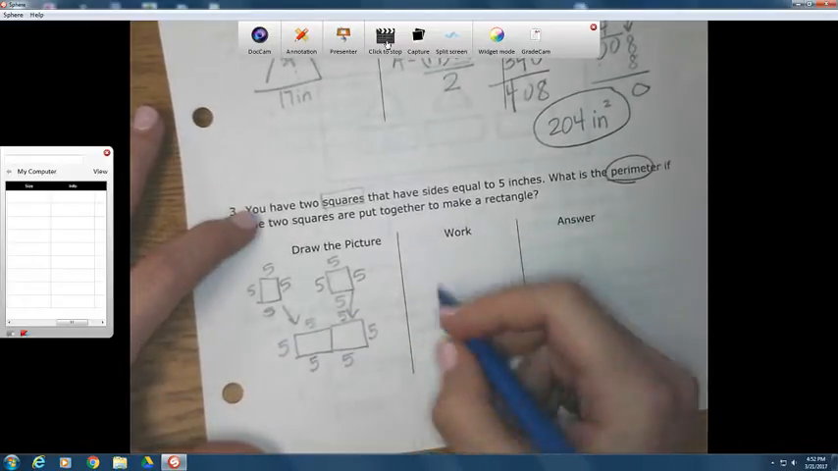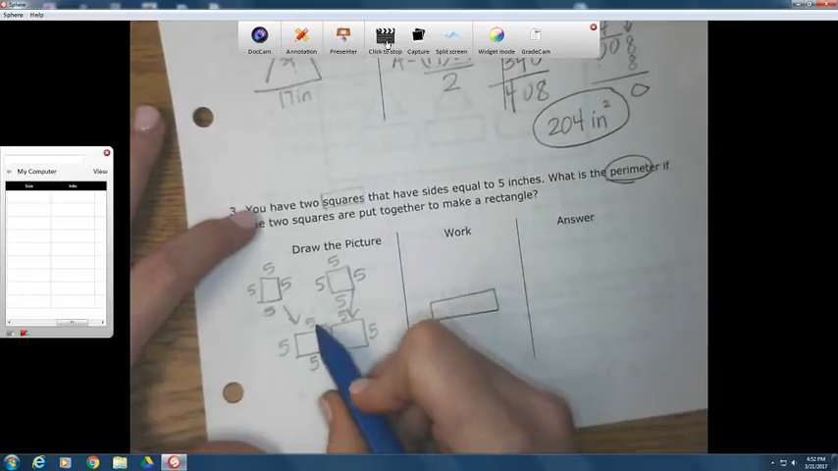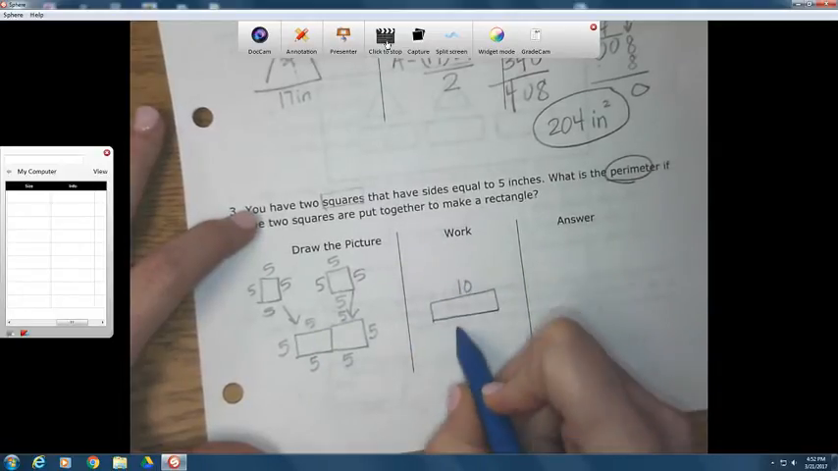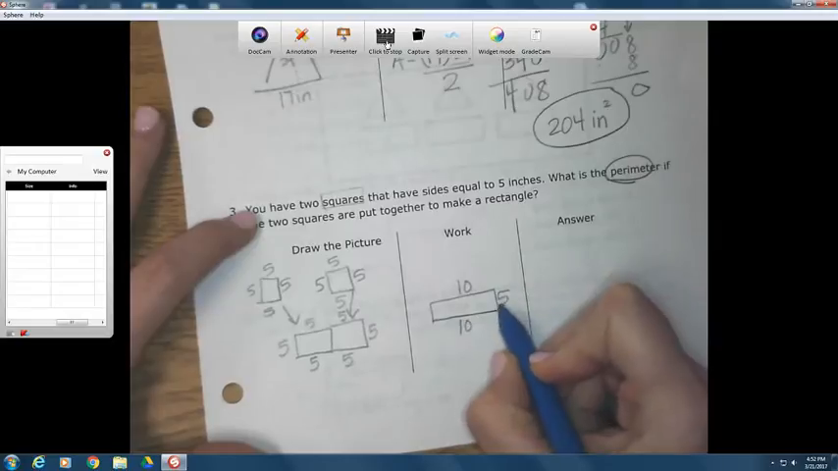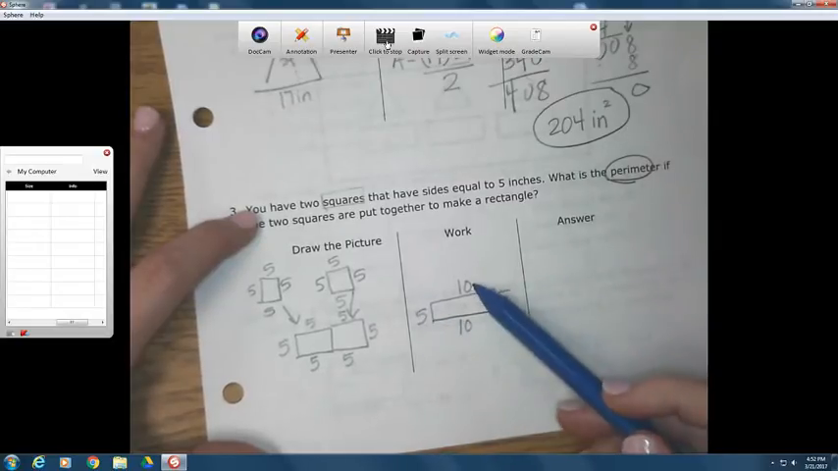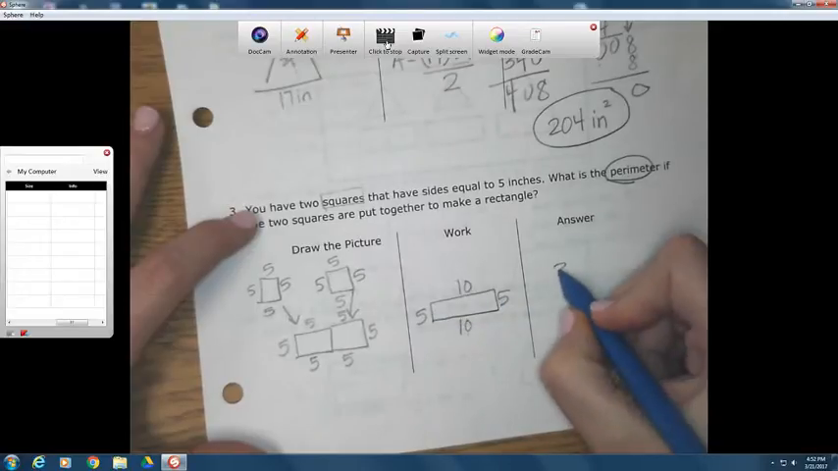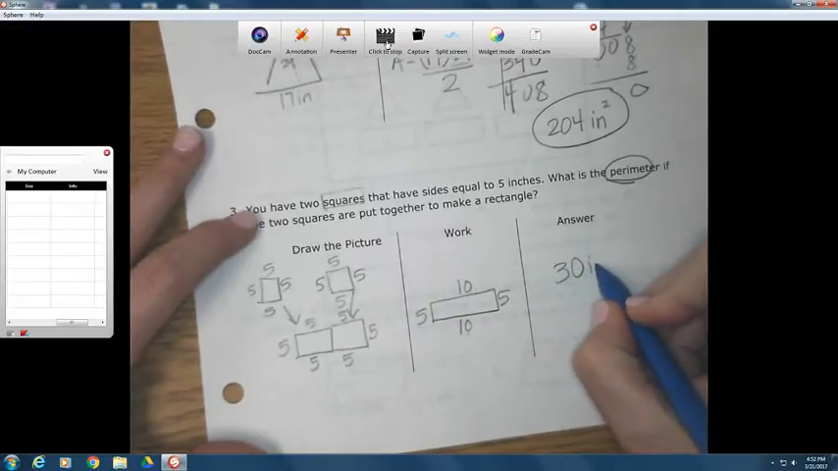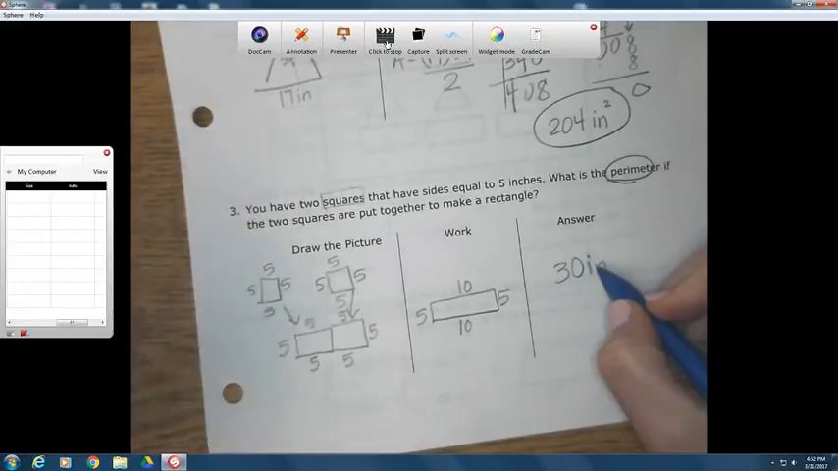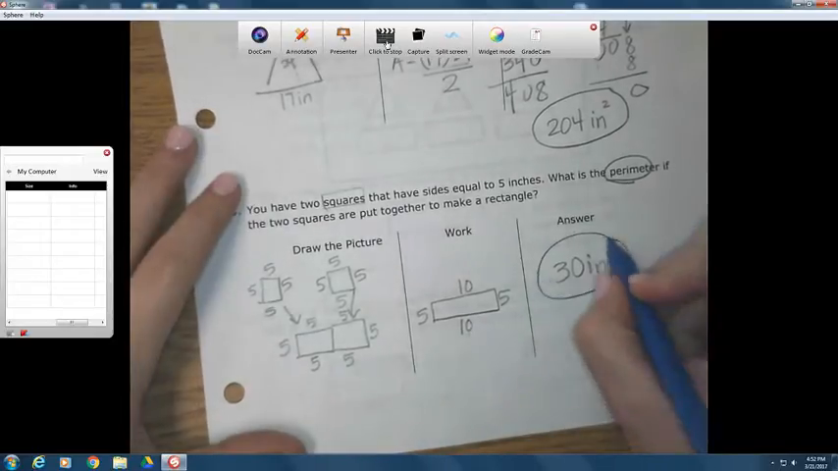So on my top, now my picture actually looks like 5 plus 5 is 10. So 10 is on the bottom. 5 and 5. This is 10, 20, 25, 30. Perimeter is just simply inches. Just inches.